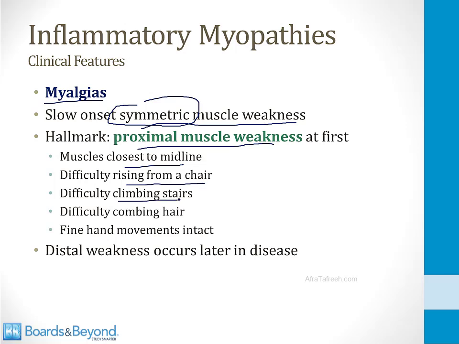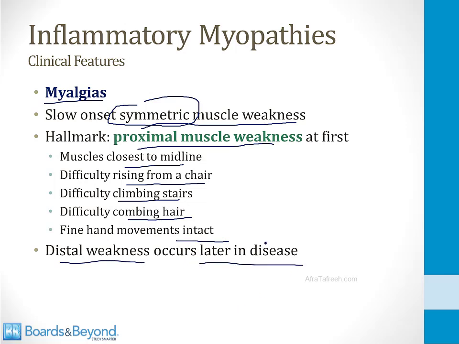So when patients have weakness of the proximal muscles, they will have difficulty doing things that involve the hips and arms. So it'll be hard to rise from a chair. It'll be hard to lift the legs to climb stairs. Another classic complaint is that patients can't comb their hair. That's because you have to raise your arm over your head to comb your hair. The fine hand movements, however, will be intact, so patients will be able to grip things normally, at least in the initial stages of the disorder. If it goes untreated for a long period of time, then distal muscle weakness can occur, but that happens late in the disease.